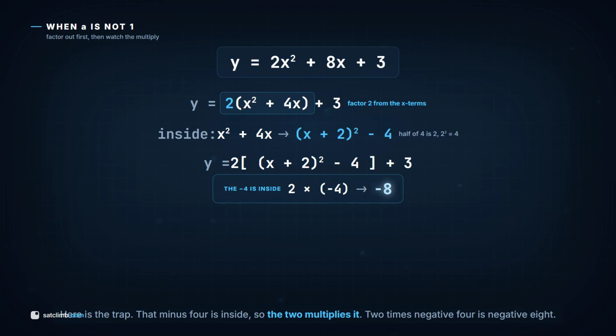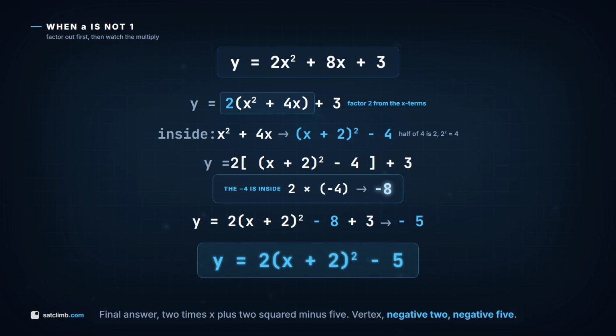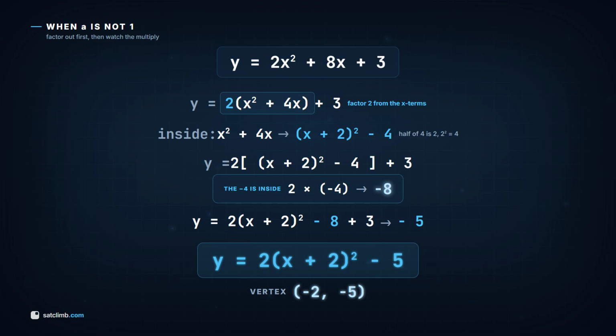Here is the trap. That minus 4 is inside the parentheses, so it gets multiplied by the 2. 2 times negative 4 is negative 8. Add the plus 3, and that is negative 5. Final answer, 2 times (x plus 2) squared minus 5. Vertex, (negative 2, negative 5).